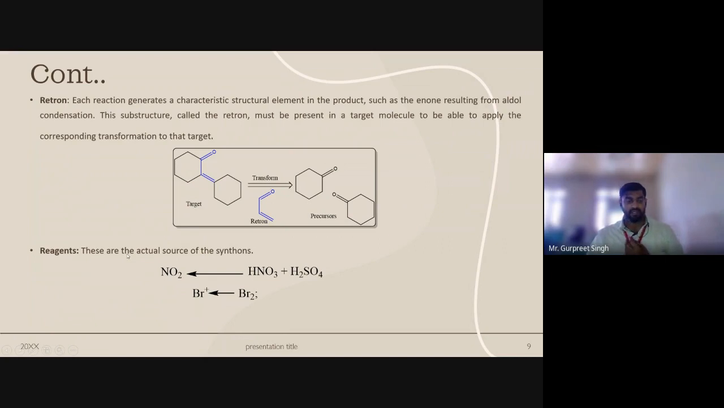Next are the reagents which we need to use to perform the synthesis. For example, for nitro group generation, the simplest thing is to react concentrated nitric acid with concentrated sulfuric acid under controlled conditions. That will lead to generation of the nitro group. And if you need a bromo group, you will go for bromine.